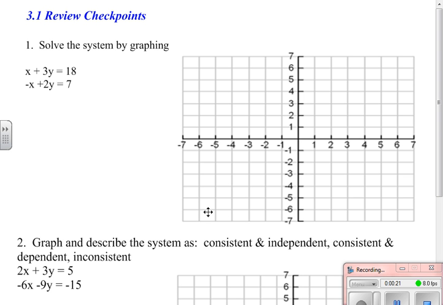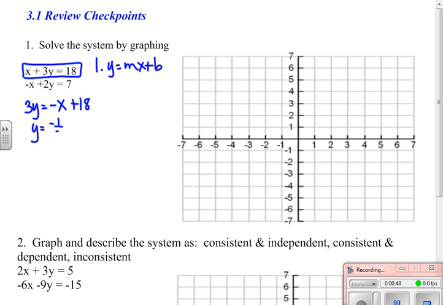So if we're going to solve by graphing, remember we are looking for that one ordered pair, that x, y, that makes both equations true. So the first thing is we need to get into the y equals mx plus b form to graph. So I'm going to start with this one. I'm going to solve for y. So I'm going to have 3y is equal to negative x plus 18. Divide by 3, y equals negative 1/3 x plus 6. That means my y-intercept is 6.